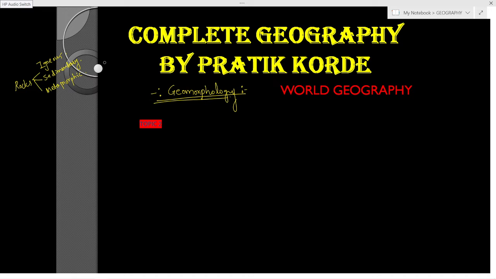As far as this course is concerned, we are doing geography, particularly world geography. We have completed part 1 where we talked about Earth and its evolution from NCERT. Now from NCERT, we are continuing with other topics such as geomorphology. The topics that we are going to discuss include rocks. After rocks, we will talk about earth movements.